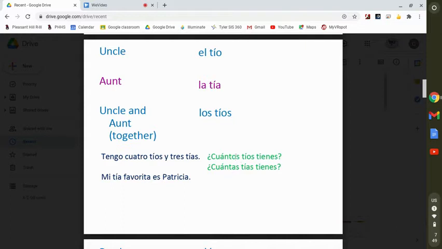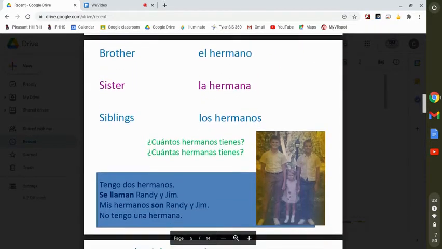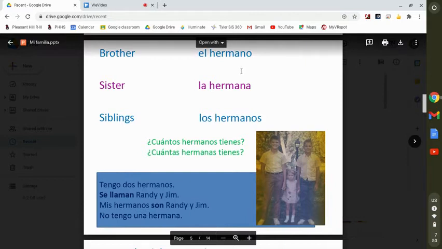So my question is, ¿cuántos tíos tienes? How many uncles do you have? Now I'm talking about tías, so I'm going to say, ¿cuántas tías tienes? For brother, it's el hermano. The H is silent. For sister, la hermana. Put them all together, los hermanos. If you just want to say sisters, it'd be las hermanas.